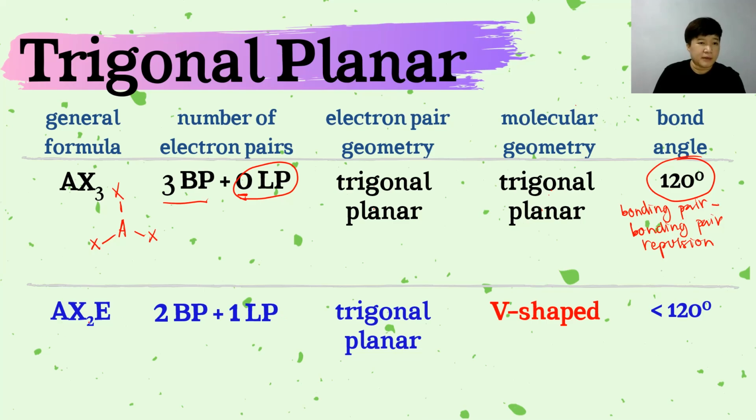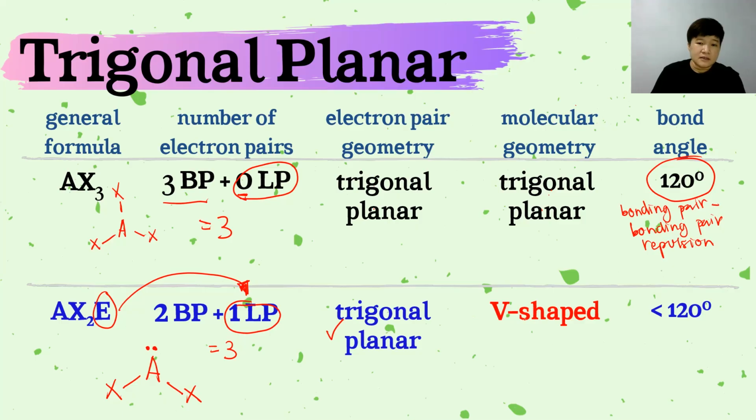What happens if you're having a lone pair? If you look at it, my general formula changed from AX3 to become AX2E. The E over here represents lone pair. So I have one lone pair over here. In other words, your AX2, one of the bonds is replaced and substituted by a lone pair. So, your electron pair geometry will still be trigonal planar because the total number of electron pairs is still 3. 2 plus 1 is still 3. So, the basic geometry is still trigonal planar.